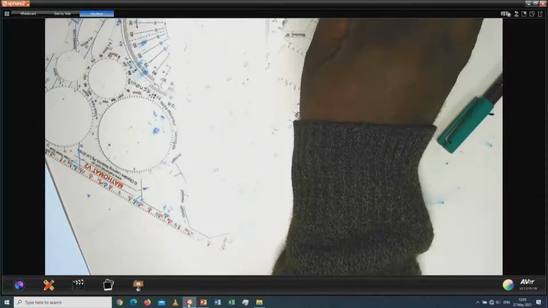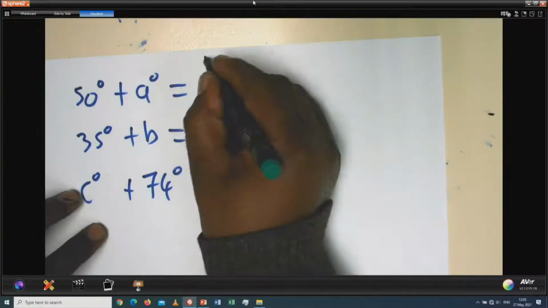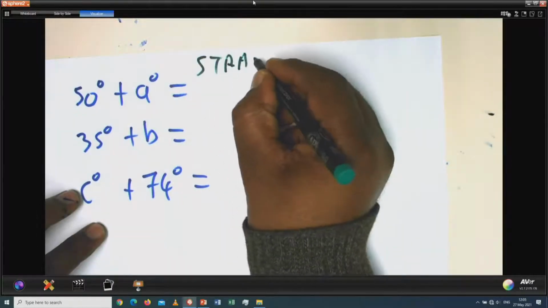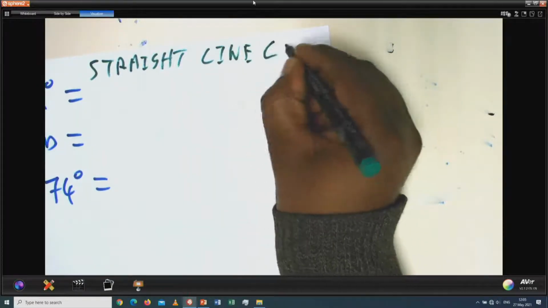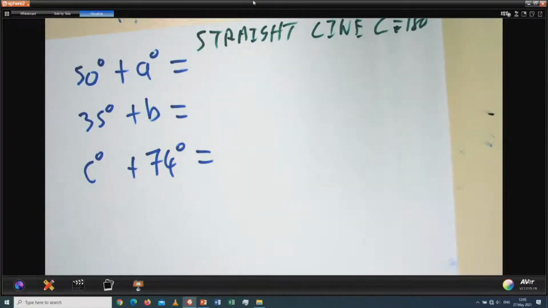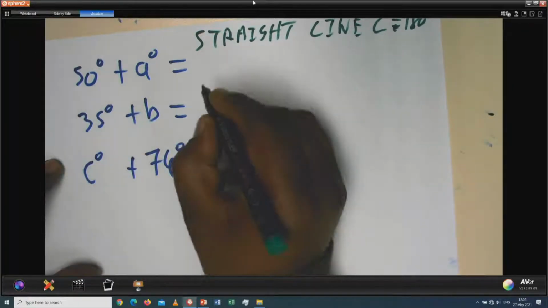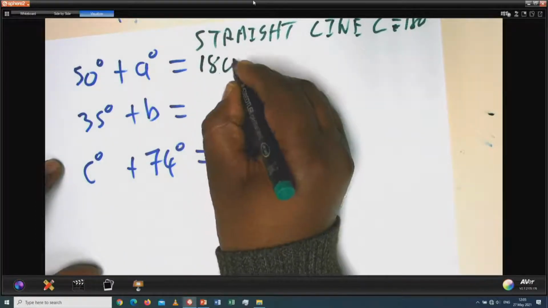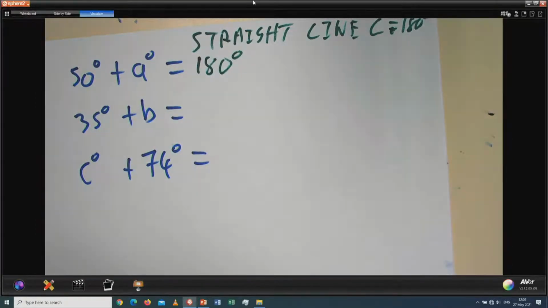Let's see now, from that understanding, can we solve this? Let's see. Because here we are talking about a straight line. Straight line angle equals to 180 degrees. Remember that. Therefore, 50 degrees and A degrees, they form a straight line, which means 180 degrees.